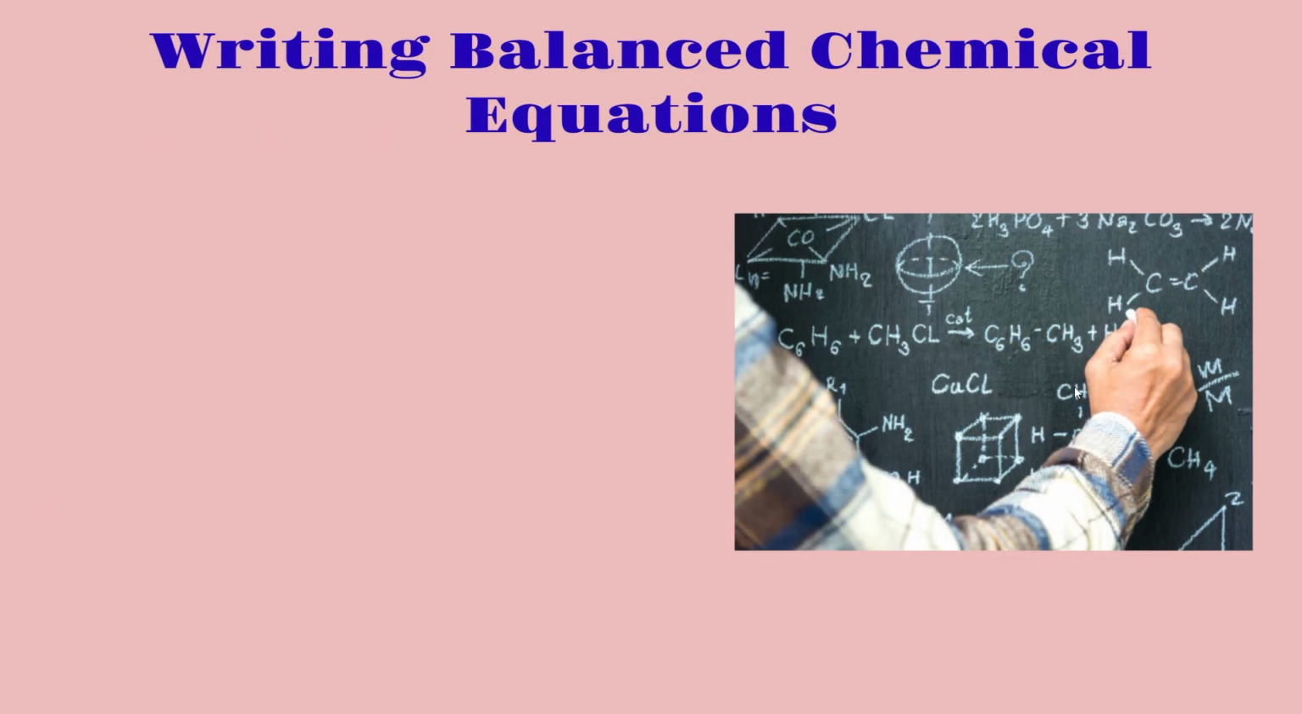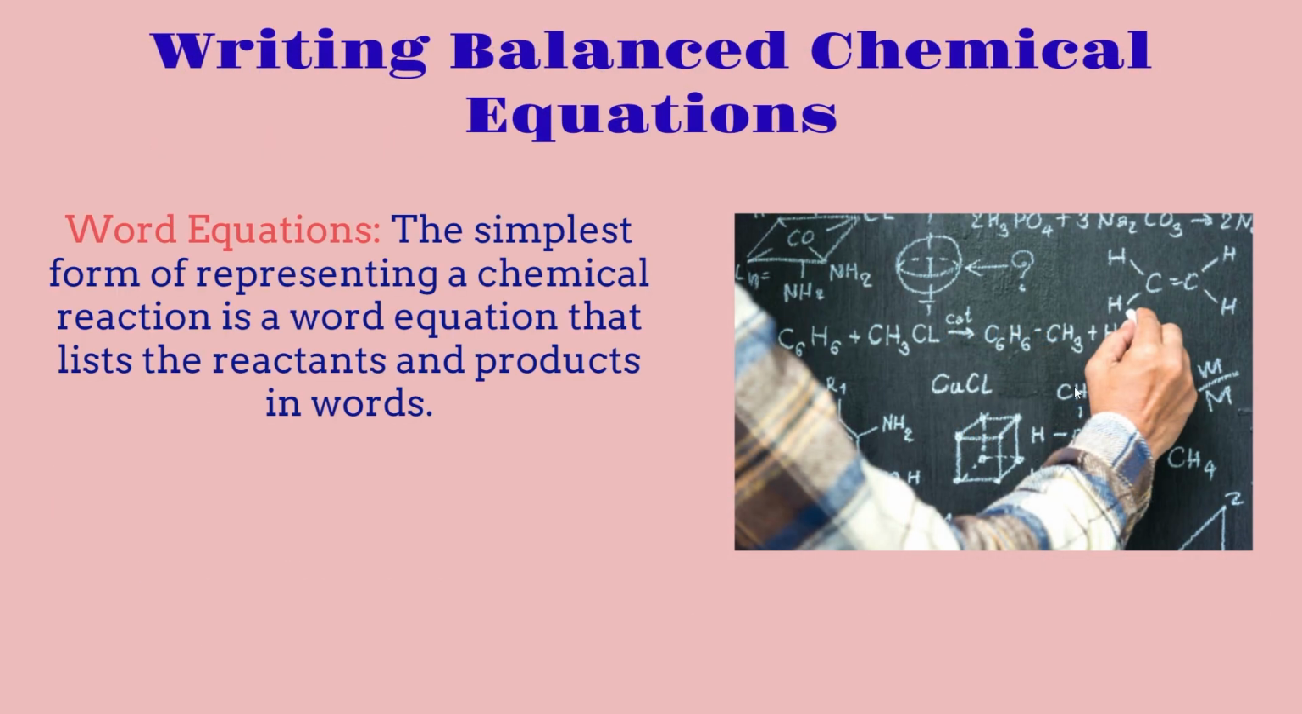So now moving on, we're going to talk about writing balanced chemical equations. So the simplest form of representing a chemical reaction is a word equation that lists the reactants and products in words. So for example, as we talked about this before, hydrogen plus oxygen is equal to water. So this is a word equation where we have hydrogen plus oxygen as the reactants and then water as a product.